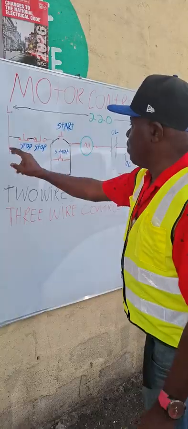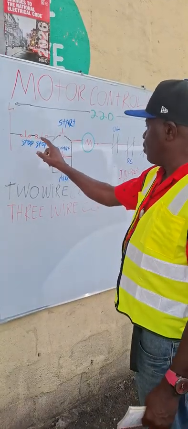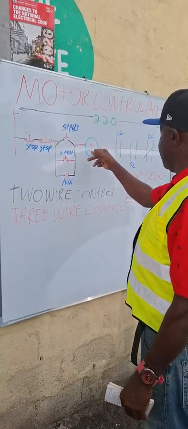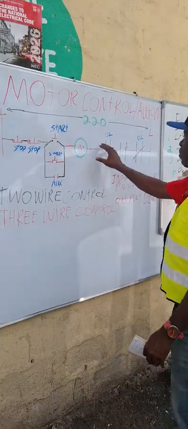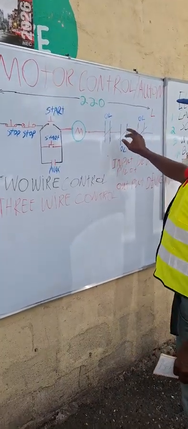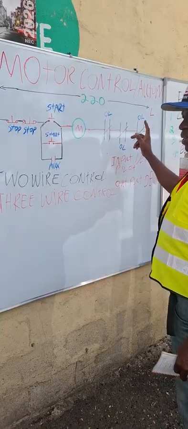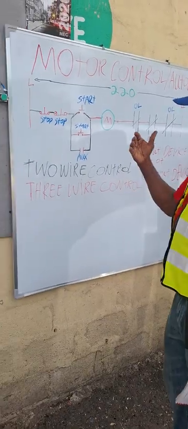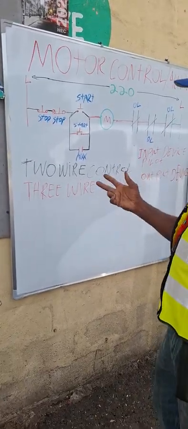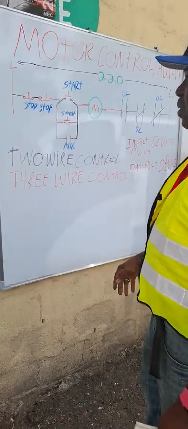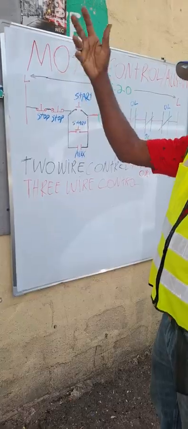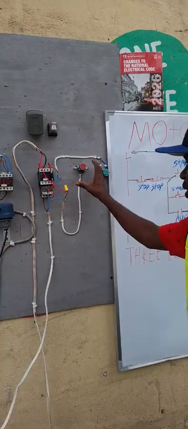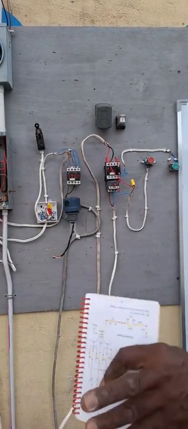In this ladder diagram, we have two stop switches and two start switches, the auxiliary contact, and this is the coil. These are the overloads, representing a three-phase motor with three overloads, one on each line of the motor. So we have two circuits here. We have a two-wire control, which is a single phase controlled by a pressure switch, and we also have the three-wire control, which is the three-phase. And this is the two-wire control.